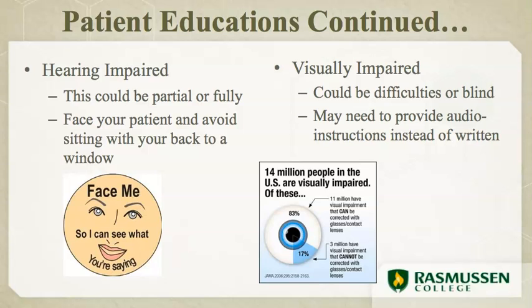Try to remove any barriers or face masks when you're speaking to a patient with a hearing impairment. And you may need to hire or use an interpreter for patients who are deaf. Try not to use family if you can, because family sometimes does not always relay the proper message.